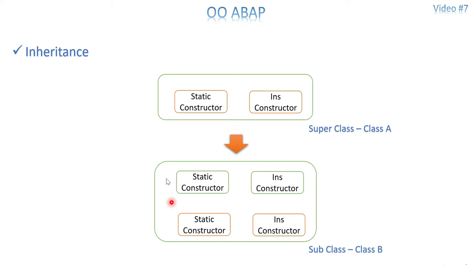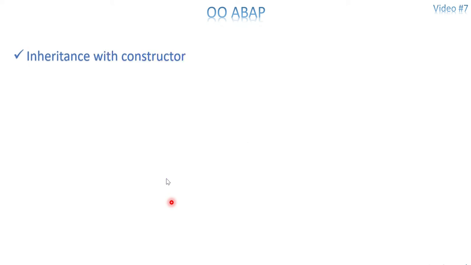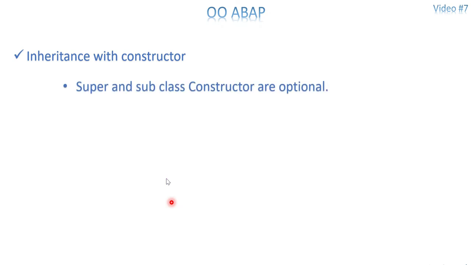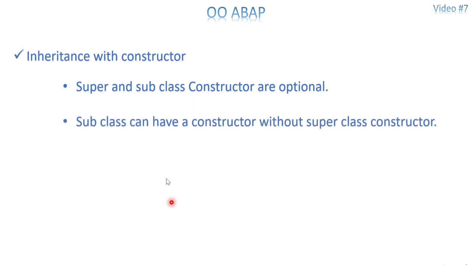A few points about constructors before getting to the system. Superclass and subclass constructors are optional, because previously we did the inheritance concept by creating a superclass and subclass without creating constructors in both classes. So constructors are optional for inheritance. And a subclass can have a constructor without a superclass constructor. Meaning, if the superclass doesn't have a constructor, can I have a subclass constructor? Yes, you can.